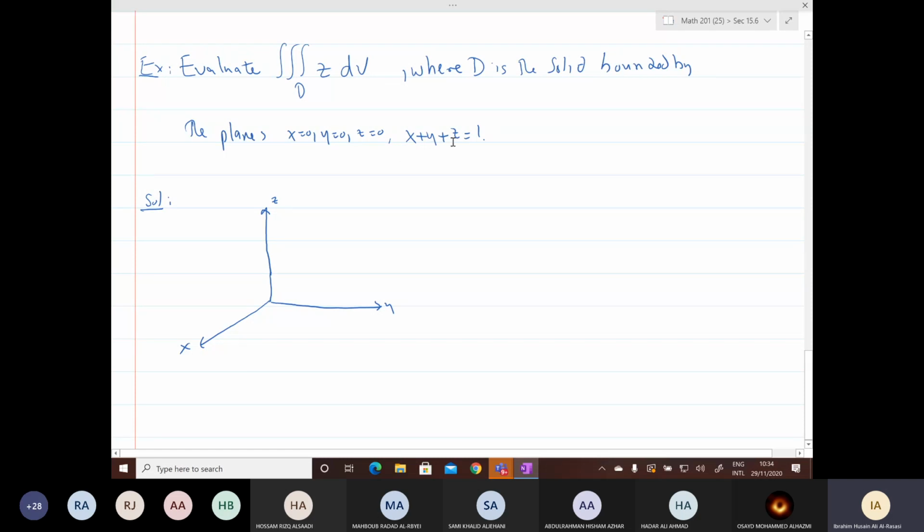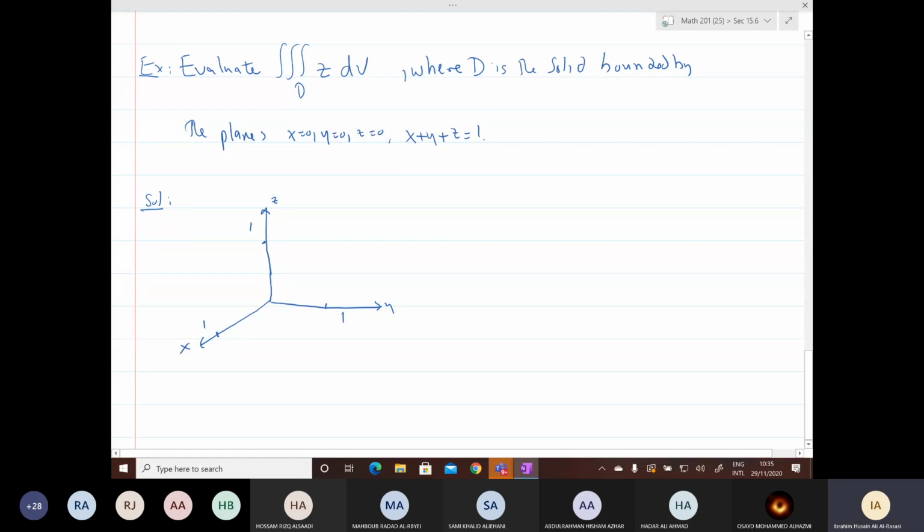What about x plus y plus z equals 1? It is a plane. How to sketch a plane? If you remember in chapter 12, you need the 3 points, and the simplest 3 points are the intercepts. What is the x-intercept? You set y and z equal to 0, you get x equals 1. The y-intercept, you set x and z to 0, you get y equals 1. Z-intercept, you set x and y to be 0, you get z equals 1.